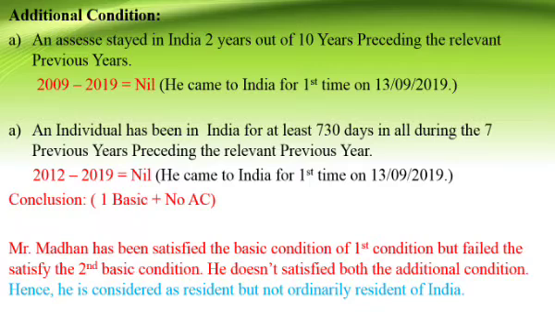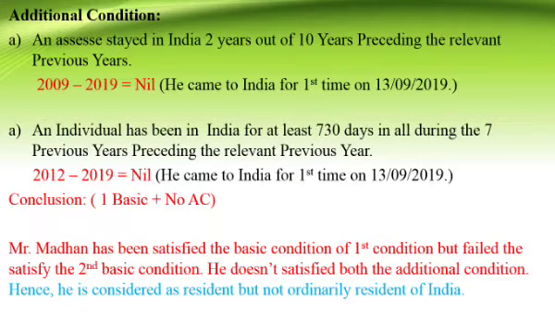Additional conditions. The additional condition of the first condition is that the assessee stayed in India for 2 years out of the 10 years preceding the relevant previous year. Our previous year is 2019-20, so the preceding 10 years run from 2009 to 2019. We check whether he has stayed in India during that period. The sum clearly states that he came to India for the first time on 30th September 2019 only. Before that he was not in India.